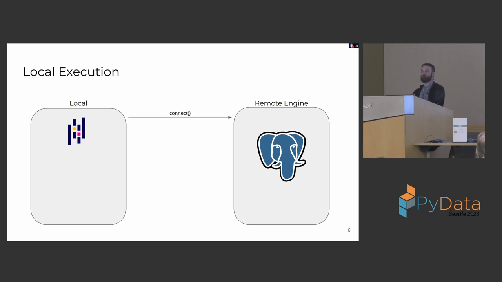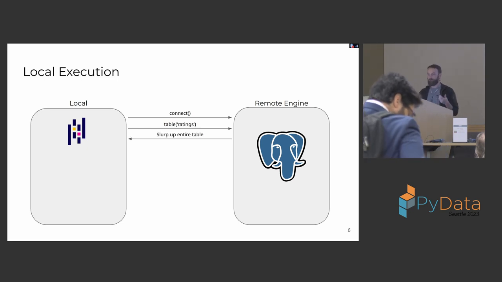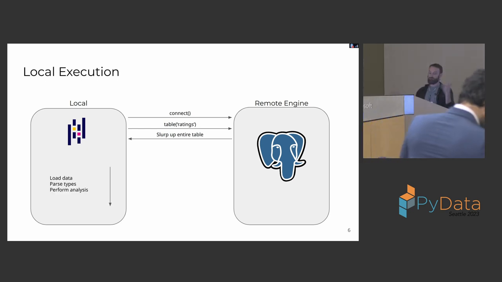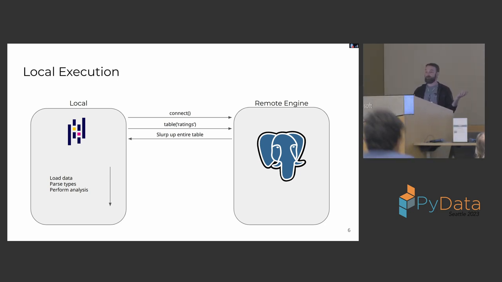So you connect to your engine, you say, hey, I think you've got a table called ratings. You slurp that entire table up into memory on your laptop, and then you load the data, you parse the types, you perform some analysis. And this is fine until it's not, right? Because if you're out of memory, then you're out of luck. This only works for data up to a certain size. And also, one thing that could be better is that you're treating, in this case, Postgres, as a data store. And it is, in one sense, but you're also leaving a lot on the table. It can do a lot more than just give you data to load into Pandas.